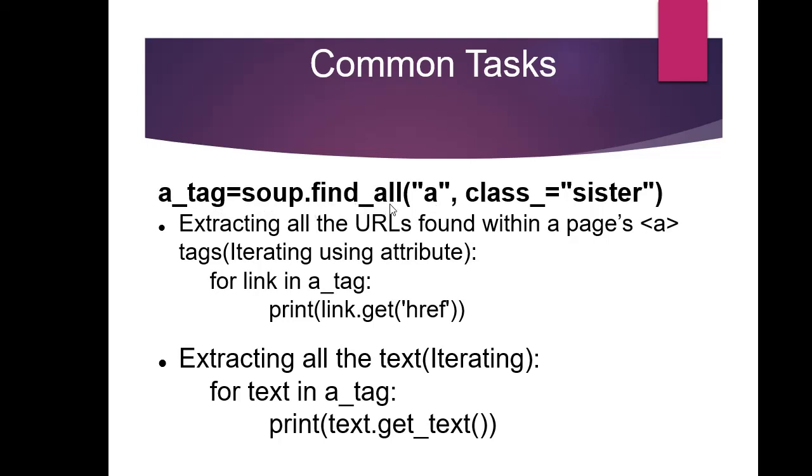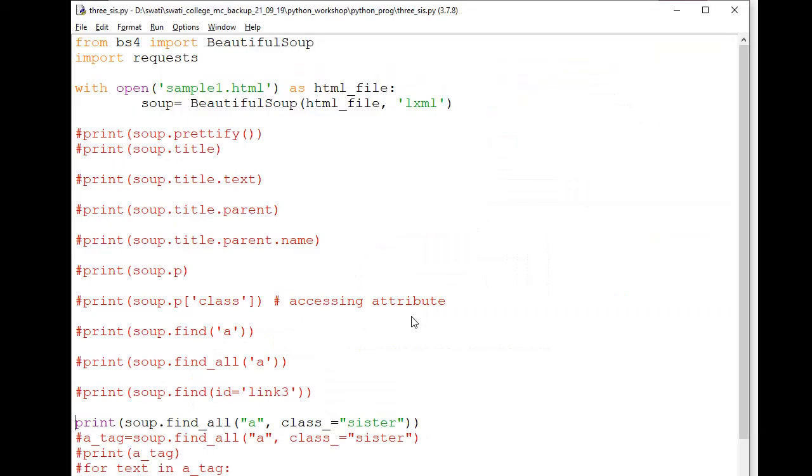I am saying soup dot find all a, where class is equal to sister. This is the CSS class, so all the anchor tags would be stored in a underscore tag. Next I am looping for link in a underscore tag, and printing link dot get href. It will return me all the URLs specified in the href attribute of the anchor tag. Let's have a look.